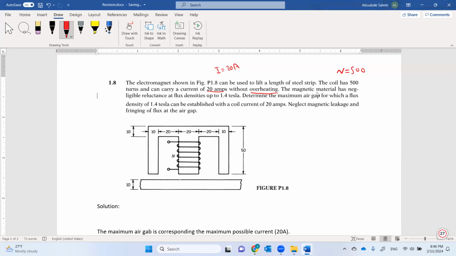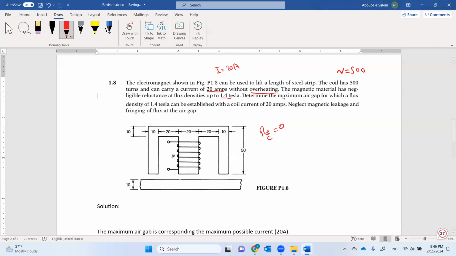Then he mentioned the magnetic material has negligible reluctance at flux density up to 1.4. So it's like the previous problem now. He neglected the reluctance if the flux density is up to 1.4 Tesla. So we can say here reluctance of the core equals 0, and the amount of B is 1.4.